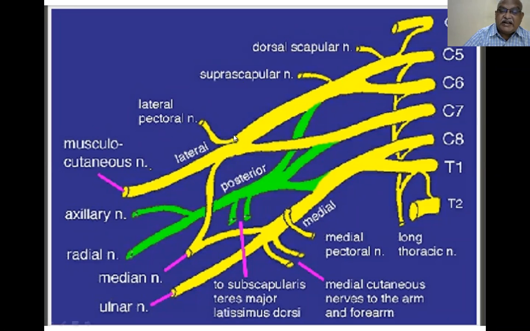So all the anterior compartment is called the flexor compartment of the upper limb. All the posterior compartment is called the extensor compartment of the upper limb. So the extensor compartment of the upper limb is supplied by the posterior part of the brachial plexus. The flexor compartment of the upper limb is supplied by the anterior part of the brachial plexus.